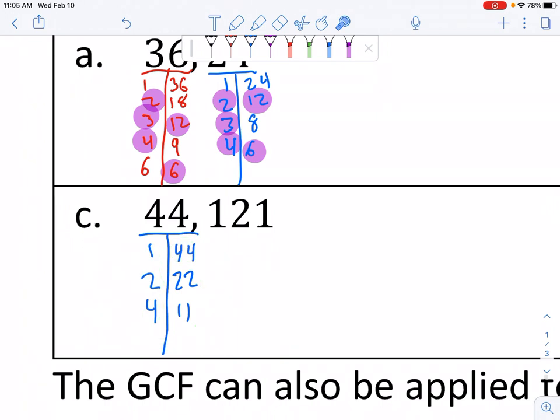So I'm going to say 121 divided by 44. And it gives me 2.75, so that doesn't work. 121 divided by 22, and that gives me 5.5, so that doesn't work. It's a decimal. 121 divided by 11. That does work. It gives me 11. So this is my greatest common factor. 11 goes into both 44 and 121. So here my GCF is 11.